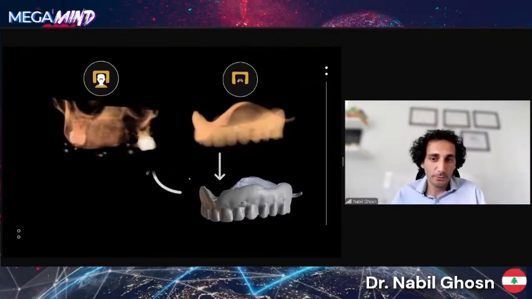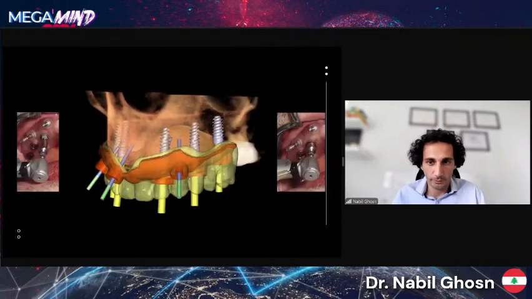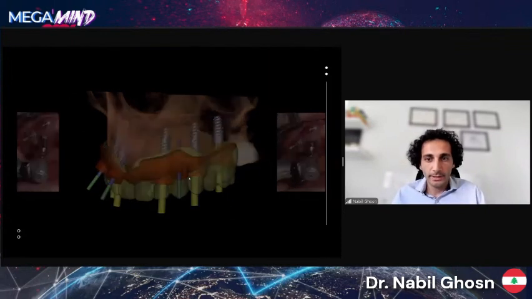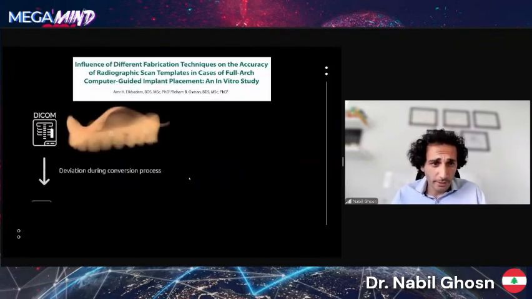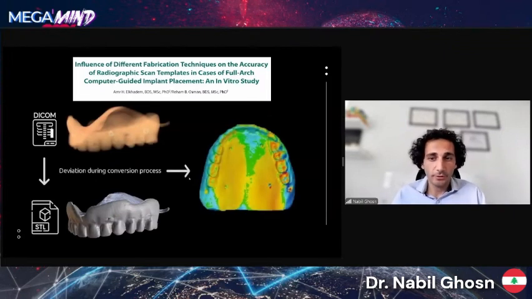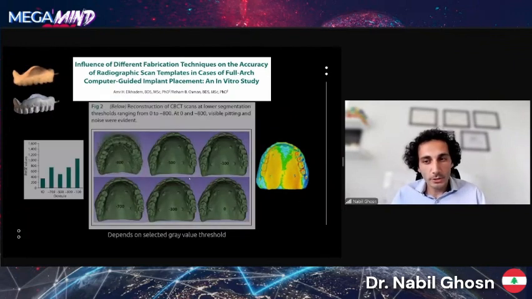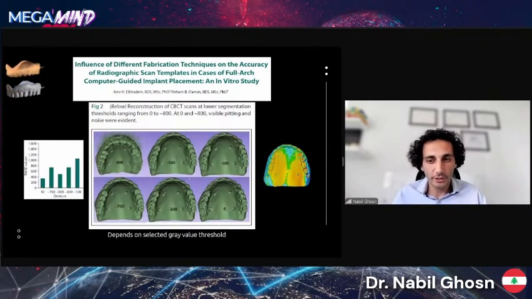So the second CBCT objective is to create a 3D model of this prosthesis in order to use it as a prosthetic reference and as a support for the guide design inside the software. Now, however, with this technique, in addition to the fact that it requires several steps to do it, it can generate errors while doing the conversion from DICOM to 3D model and might be technique sensitive because it's also dependent on which gray value threshold we select during the segmentation process.